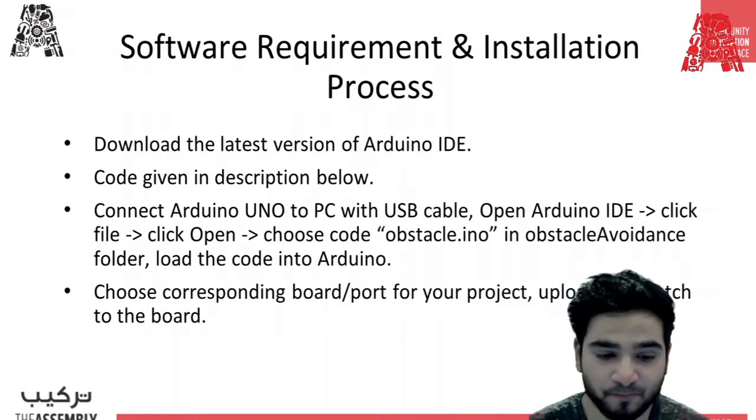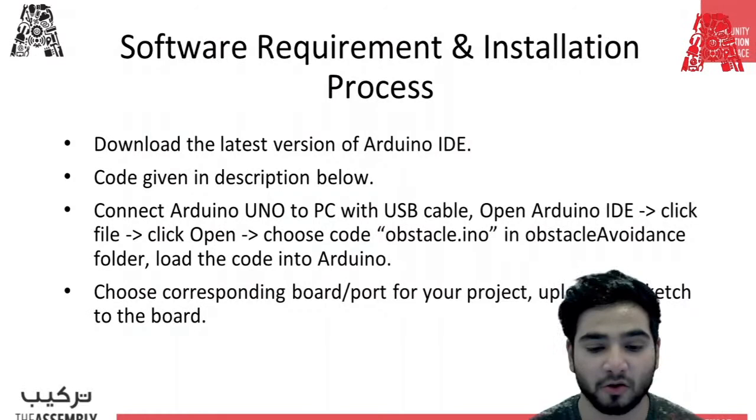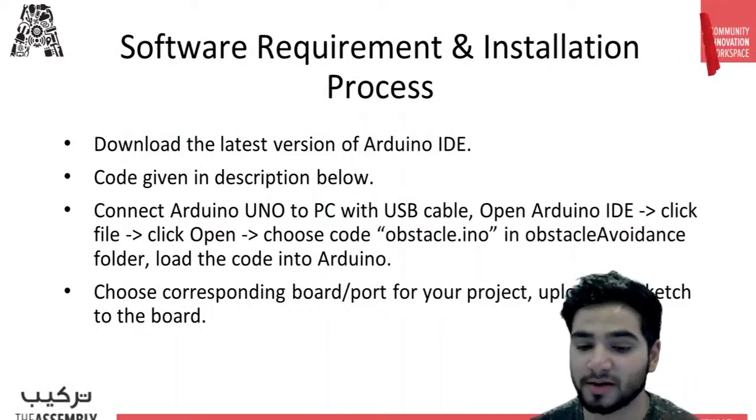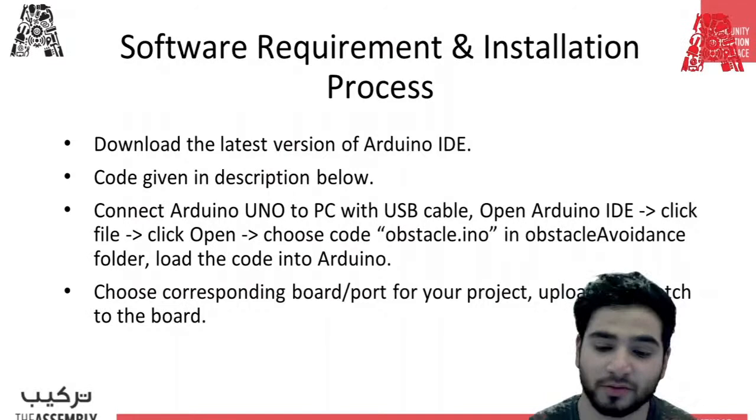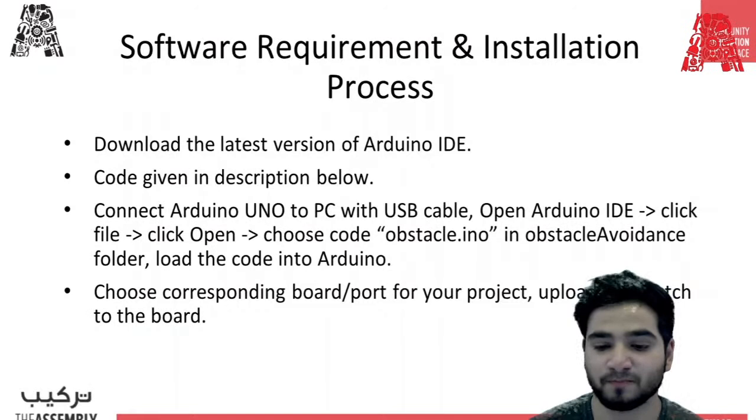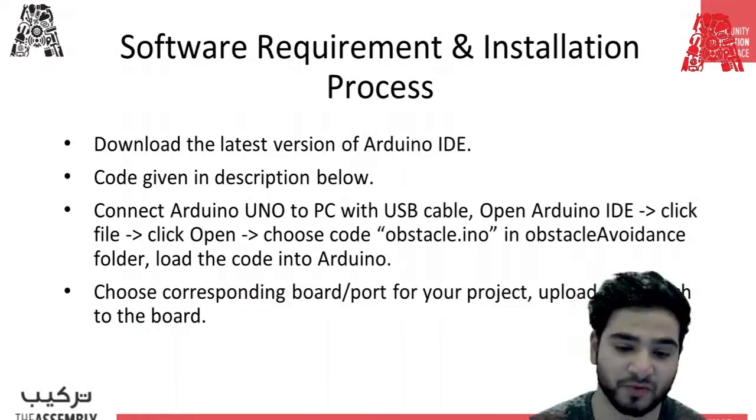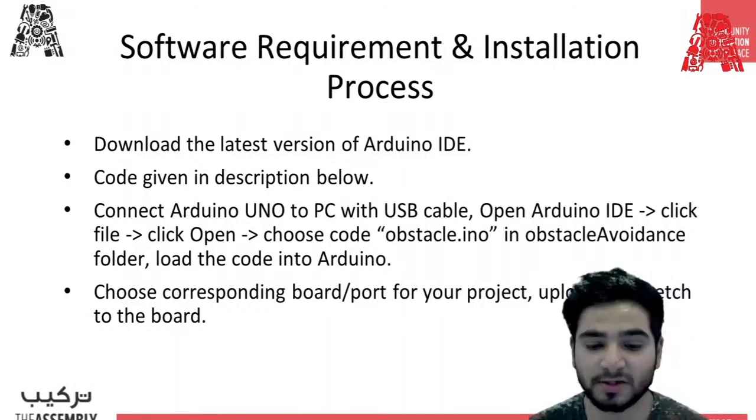All you have to do is connect the Arduino UNO to your PC with a USB cable, open the Arduino IDE, click File, and then click Open, and choose obstacle.ino. This is an INO extension, so even if you just click the file like that, it's going to open in Arduino. So it's up to you. The code that we'll provide is going to be in the obstacle avoidance folder. So load the code into the Arduino board.